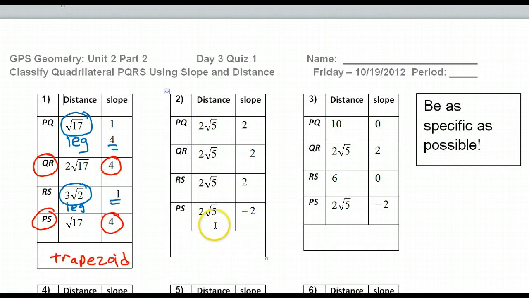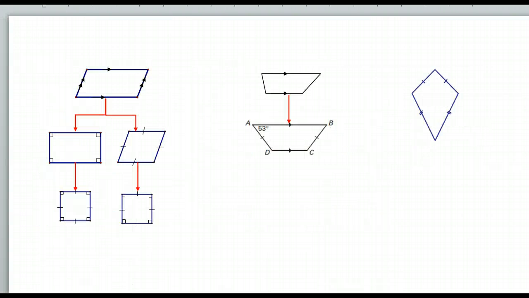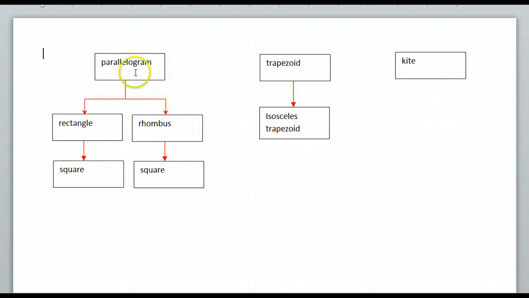Yeah, well, all the sides are congruent. And look at these opposite sides. 2, negative 2. I mean 2, 2. Negative 2, negative 2. Opposite sides are parallel. So this is definitely a parallelogram. So right there, I can forget about trapezoids and kites. Okay, it's going to be one of these 4 things. It's either going to just be a parallelogram, or it'll be a rectangle, or a rhombus, or a square.